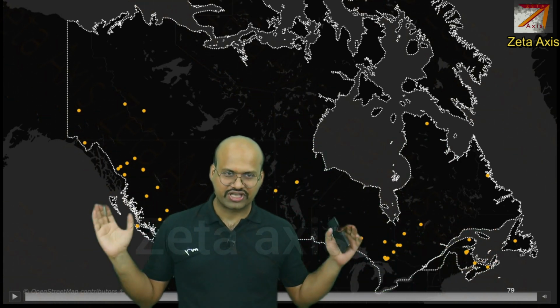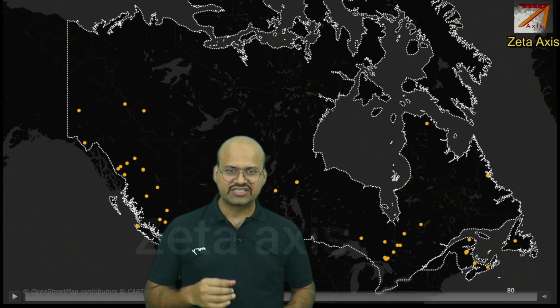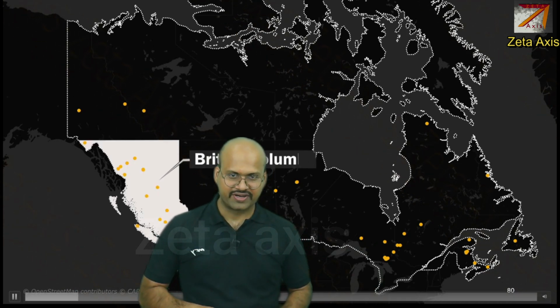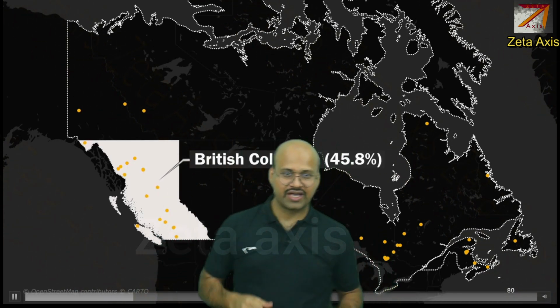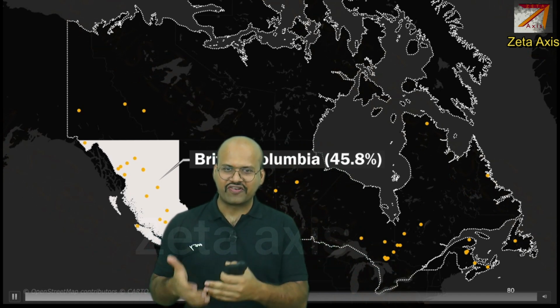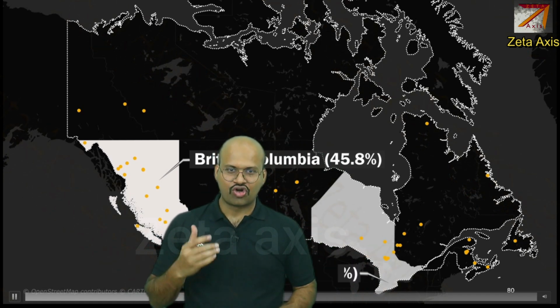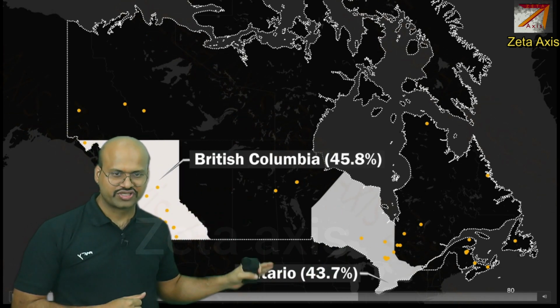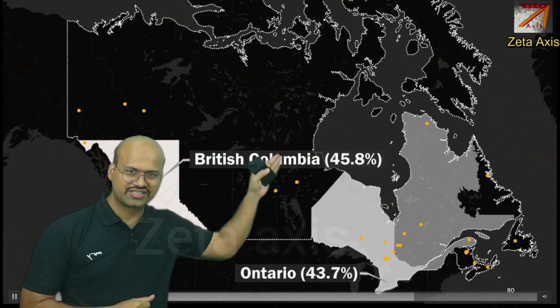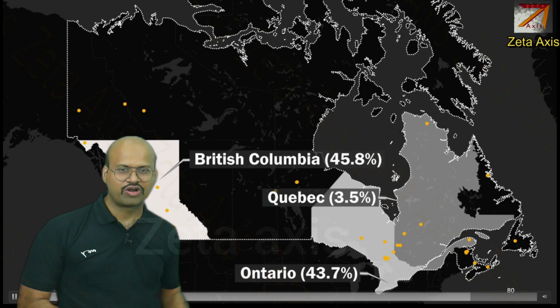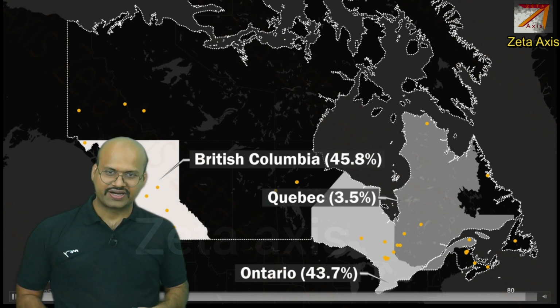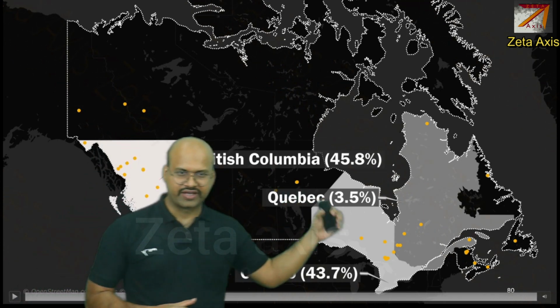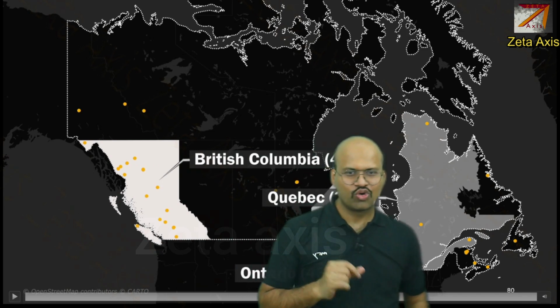So copper is produced across Canada, and the major states which produce copper in Canada are British Columbia, which produces 45.8% of copper in Canada, followed by Ontario, which produces 43.7%. So you can see that these two states produce almost 90% of copper in Canada, followed by Quebec, which produces a significantly low amount of copper.